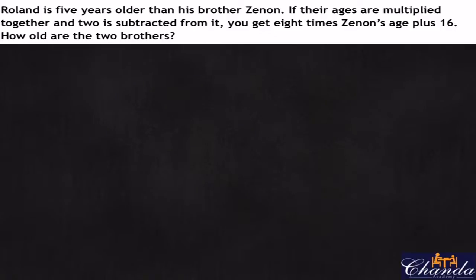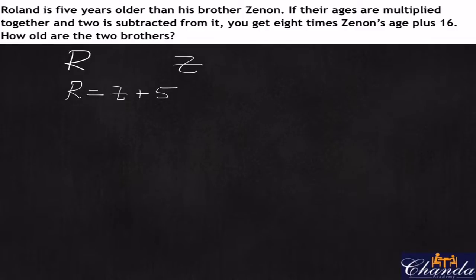Okay, so this question says, Roland is 5 years older than his brother Zenon. If their ages are multiplied together and 2 is subtracted from it, you get 8 times Zenon's age plus 16. How old are the two brothers? Okay, so let's just quickly assign them some letters. So Roland can be R, and Zenon can be Z. Now it says Roland is 5 years older than his brother Zenon. So R is actually Z plus 5.